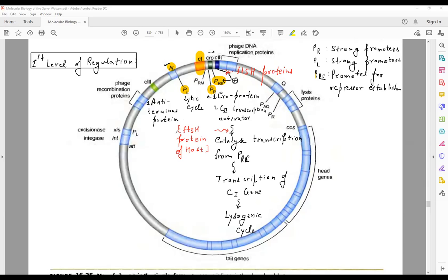This FtsH protein of the host, meaning the bacterial cell, is the product of the HflB gene. And the rate of transcription of this HflB gene will be high, forming high FtsH protein, if external environmental conditions are good. Please concentrate here.